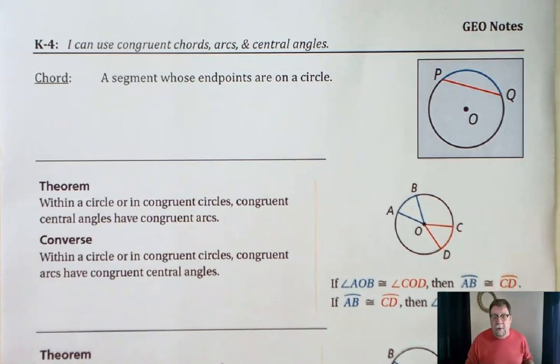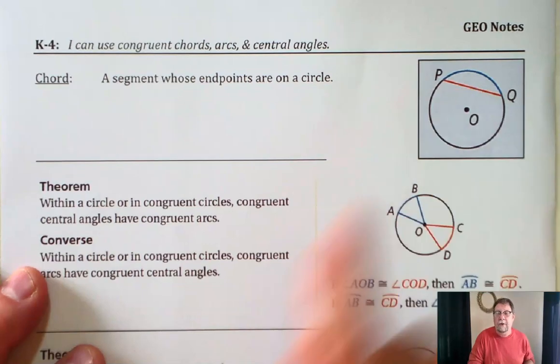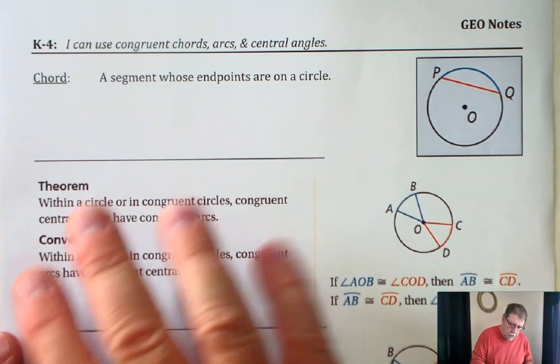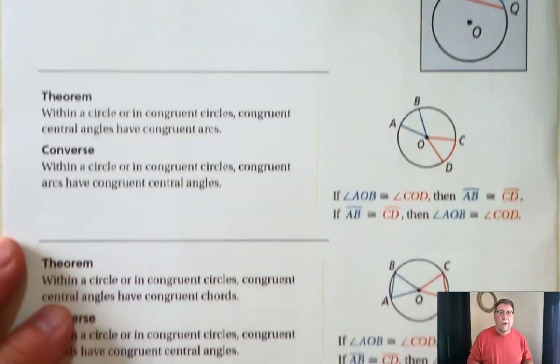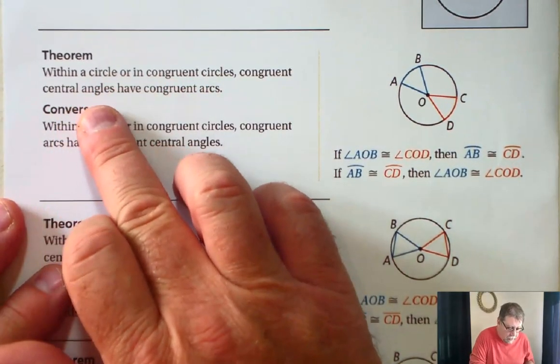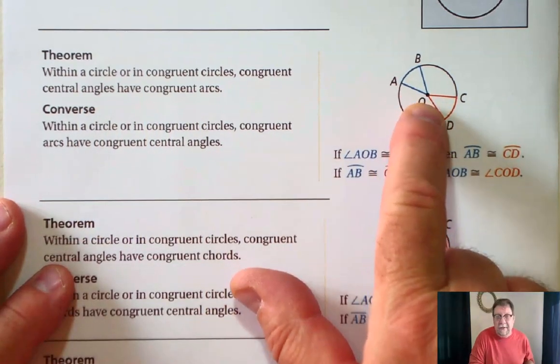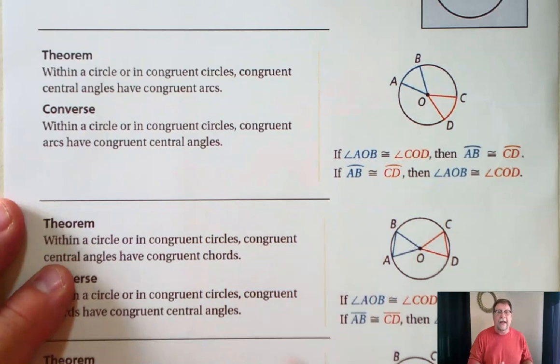It's the longest chord of a circle. The farther away from the center, the shorter the chord. So we've got a couple of theorems. Within a circle or in congruent circles, congruent central angles have congruent arcs. So if this central angle is the same as this one, the arcs would be the same measure.